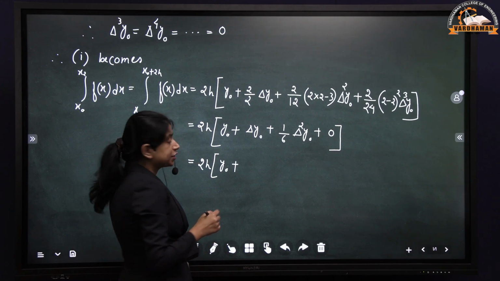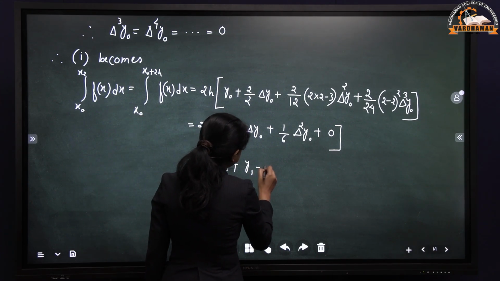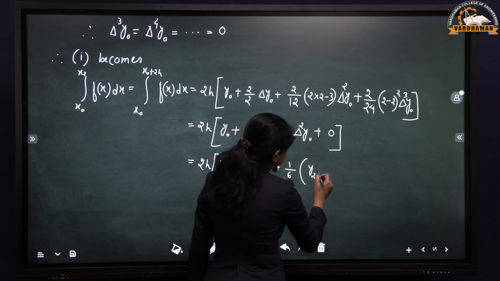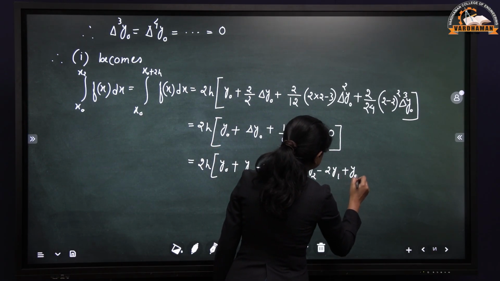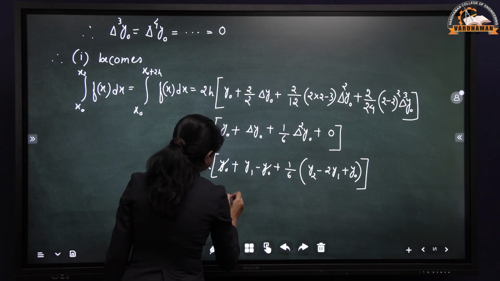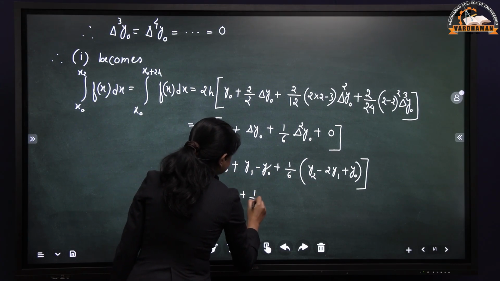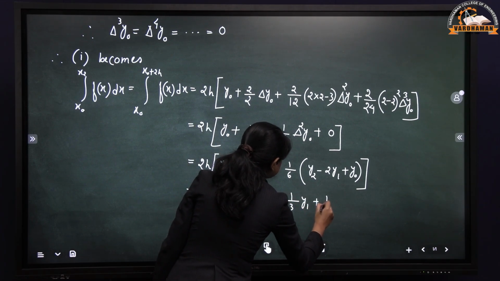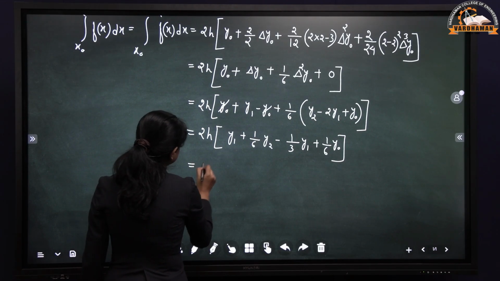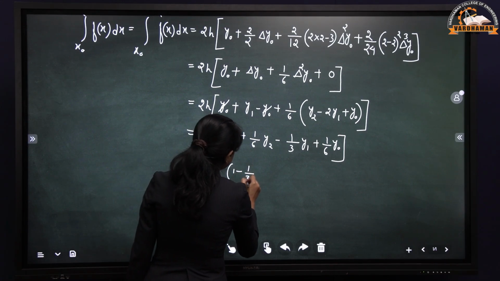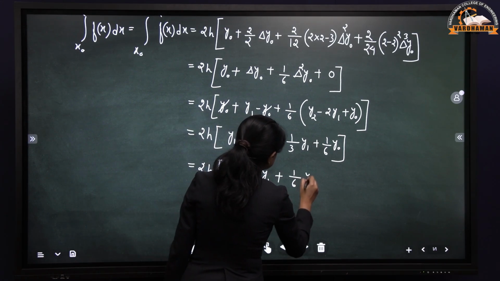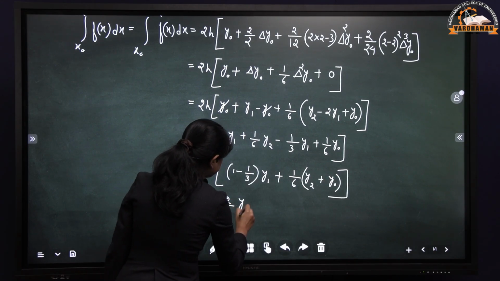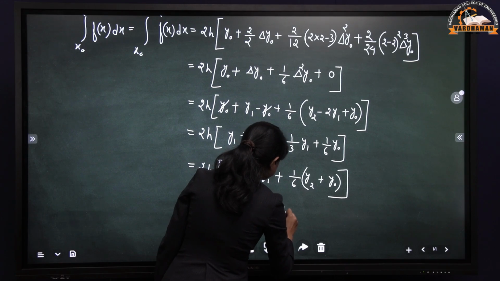Now we have 2h [y0 plus first forward difference of y0, you can write it as y1 minus y0] plus 1 by 6 [this one can be written as y2 minus 2y1 plus y0]. y0 will be cancelled out, y1 plus 1 by 6 y2 minus 1 by 3 y1 plus 1 by 6 y0. So we will get 2h [1 minus 1 by 3 y1 plus 1 by 6 y2 plus y0]. This will be 2h [2 by 3 y1 plus 1 by 6 y2 plus y0].